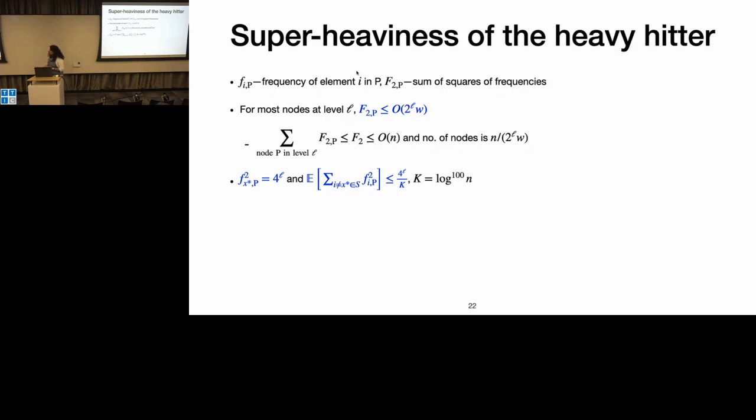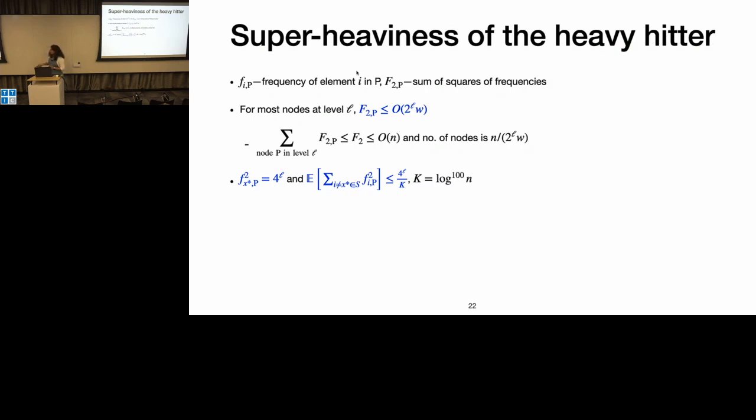And the second part is that, so now we want to argue that the heavy hitter is super heavy. First, what is the sum of frequency square, or the frequency square of the heavy hitter? The heavy hitter occurs in every window. There are 2 to the L windows. So the number of occurrences of the heavy hitter is at least 2 to the L. So frequency square is 4 to the L.